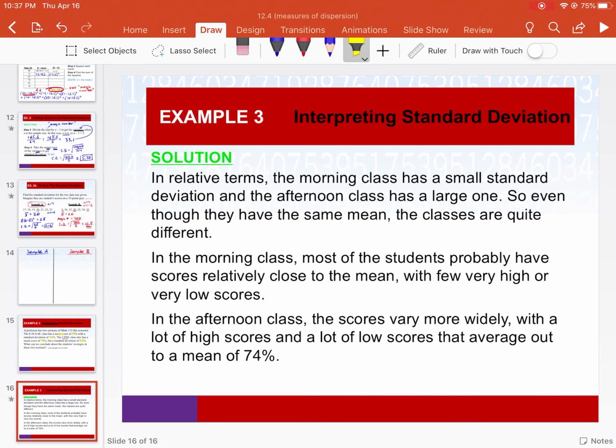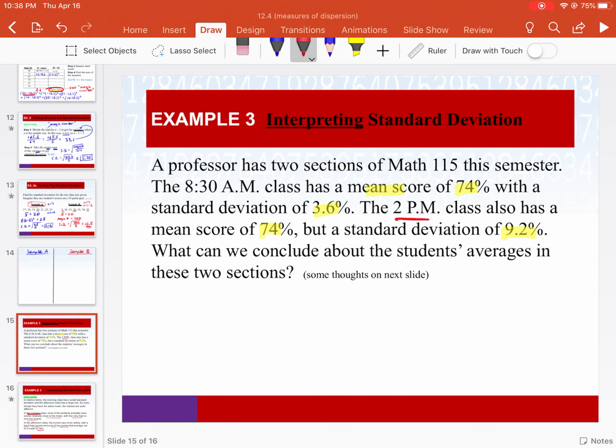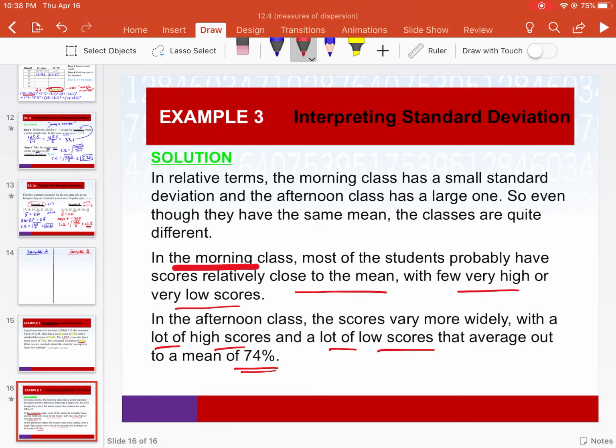You would say something like this: in the morning class, the students probably have scores relatively close to the mean. Very few high and very few low. They're all grouped together. A lot of low C's and high C's, or some B's and D's, but very few A's and very few F's. But in the other class, they had a lot of high scores and a lot of low scores. It averaged out to a 74, but remember the standard deviation was 9.2. Guys, that's almost a full letter grade. The grades are all over the place. And that's what this says.